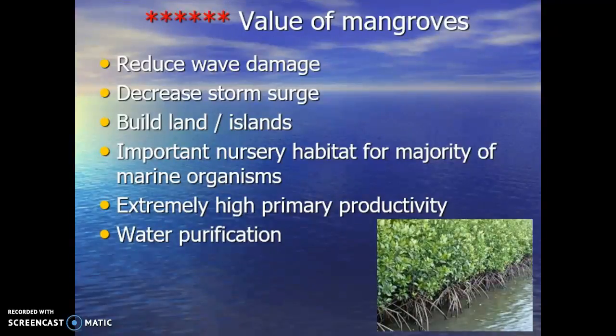That storm surge. During hurricanes and tropical storms, mangroves buffer the storm surge. They can build land and form islands. Islands that don't have mangroves or have had their mangroves cut down disappear very quickly, especially if there's a big storm event. Nursery. Oh my God, this is so critical.